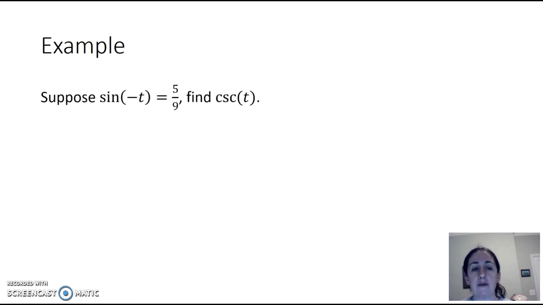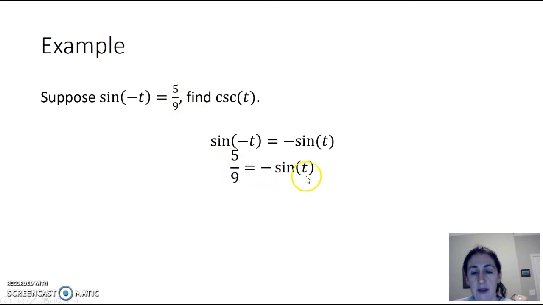If we knew that the sine of negative t was equal to 5 over 9, let's find the cosecant of t. Well, using the fact that sine is odd, we know that the sine of negative t is the opposite of the sine of positive t. Well, we just said that the sine of negative t is 5 over 9, so 5 over 9 is the opposite of the sine of t. Divide both sides by negative 1, and so the sine of t would be negative 5 over 9. Remember that the cosecant is the reciprocal of the sine, so the cosecant of t would just be the reciprocal of that, or negative 9 over 5.